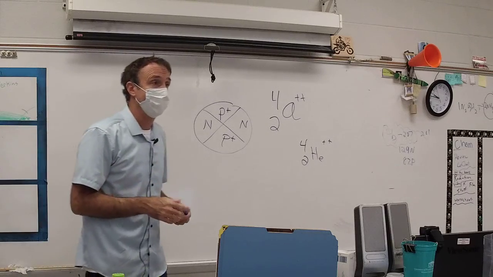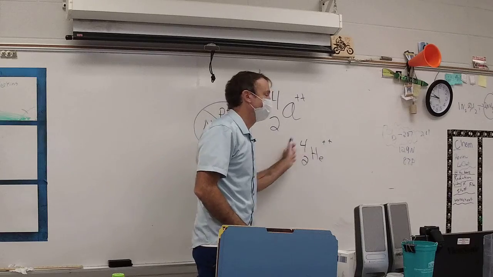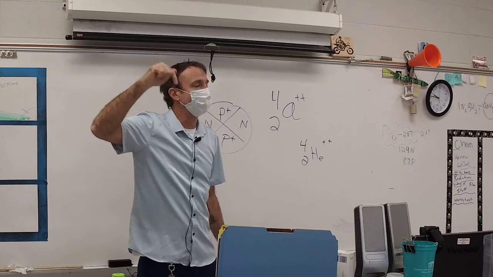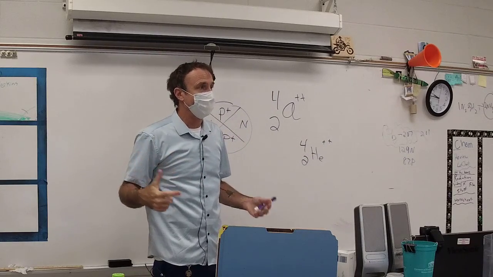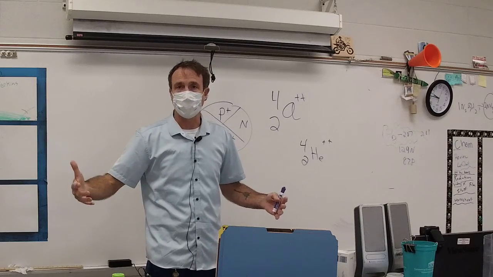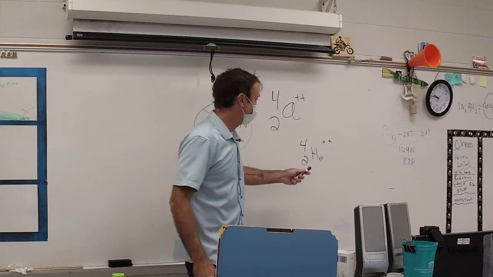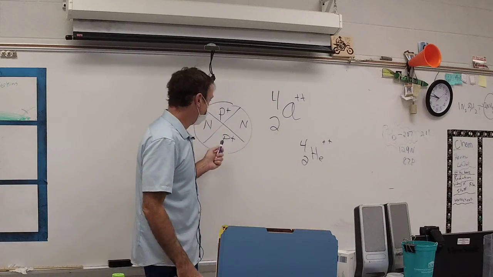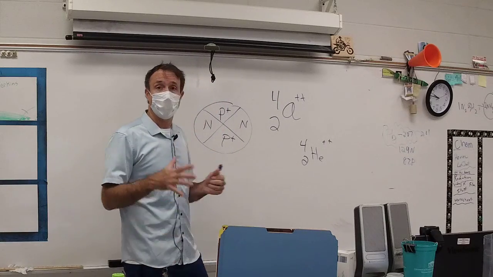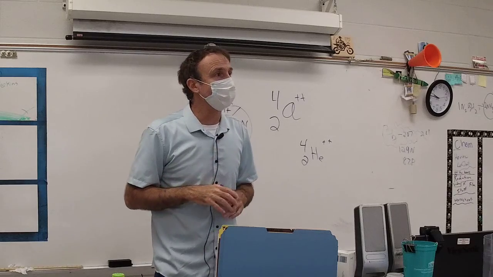And guess what? This is where helium comes from. When we drill for helium underground, we find these massive pockets of helium, and then we mine them, and then we put them in birthday balloons. That helium came from the alpha decay of elements that are in the Earth's core.